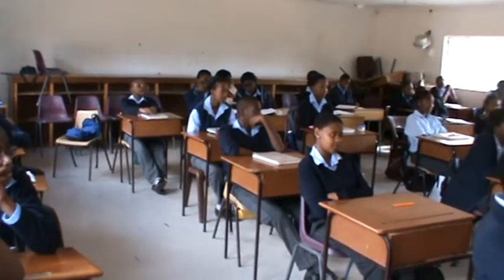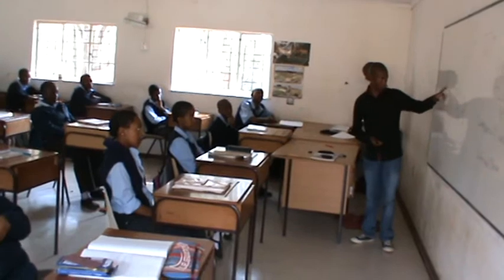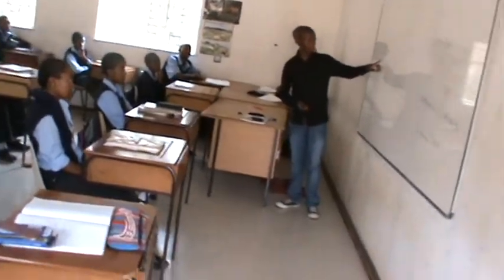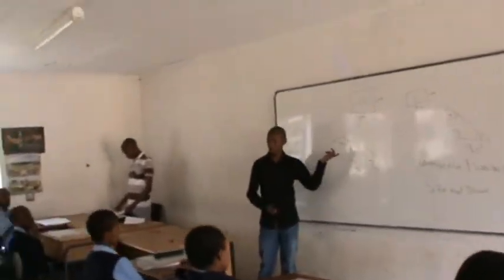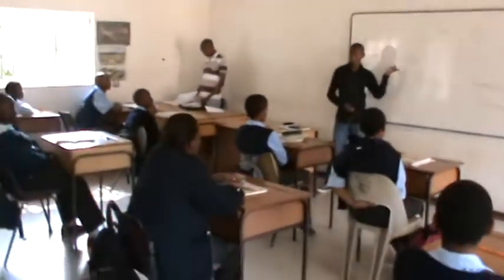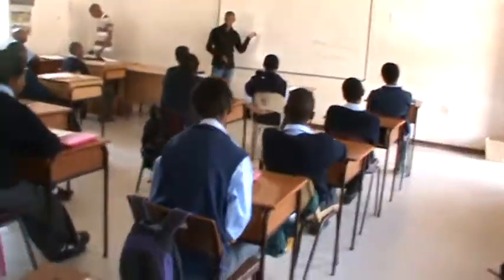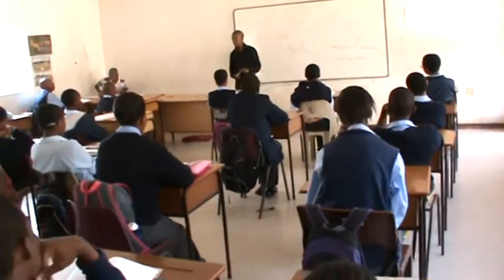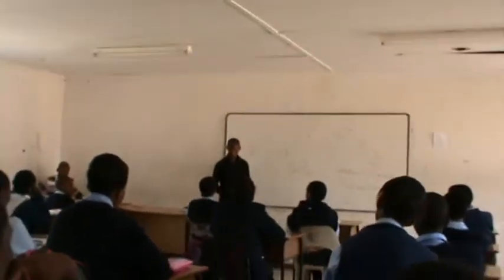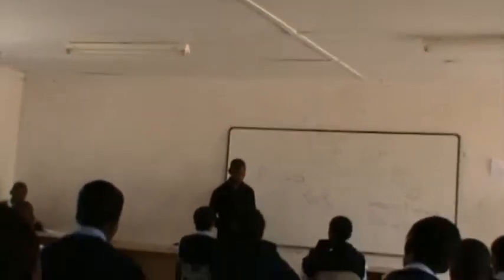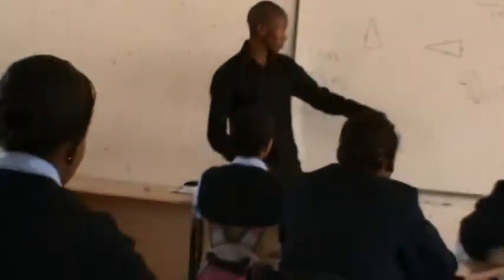Okay, while you are thinking, what if I were to say this length is not equal to this length? Will these two figures be congruent? Why? Because the corresponding sides are not equal.